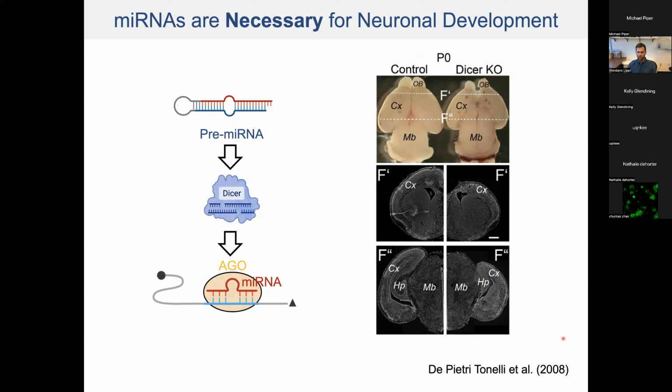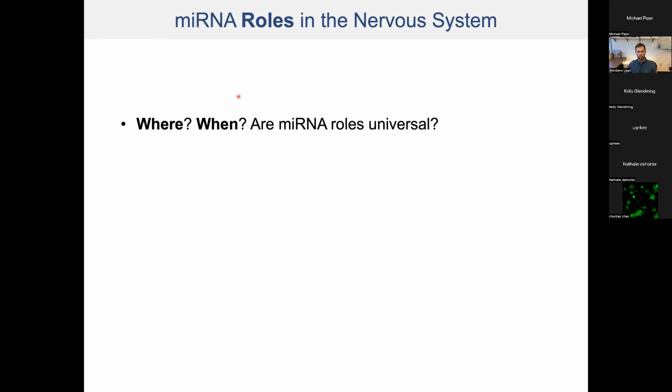And from this early study that I just showed you, I would say that the most important questions that we need to solve in the field are where and when a microRNA is important, so which cell type and at which stage of the neuronal life are microRNAs important. And something that my lab is particularly interested in is how. So what are the molecular mechanisms that microRNAs use to instruct development of neurons?